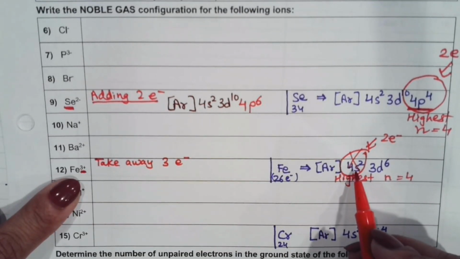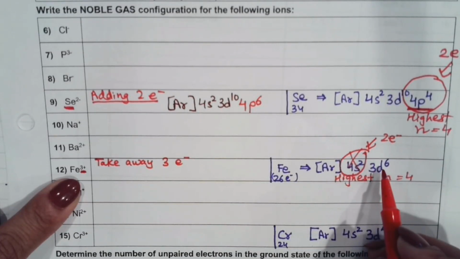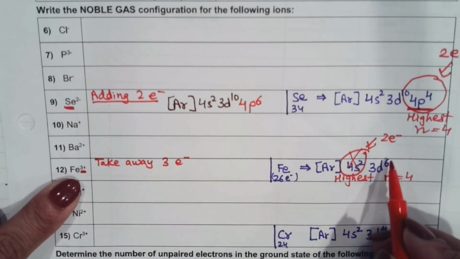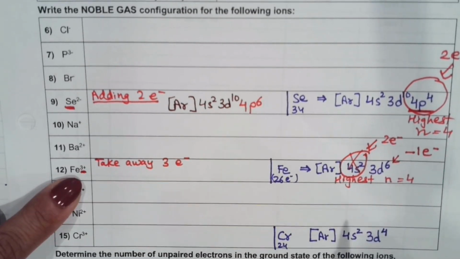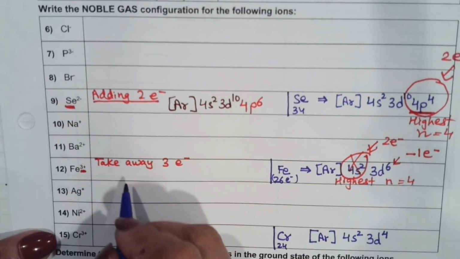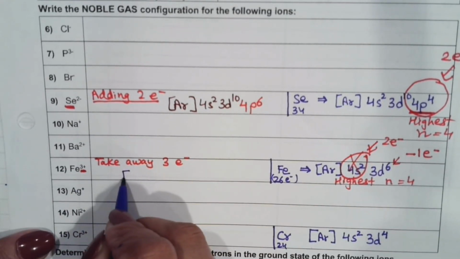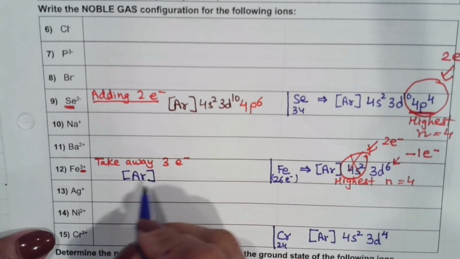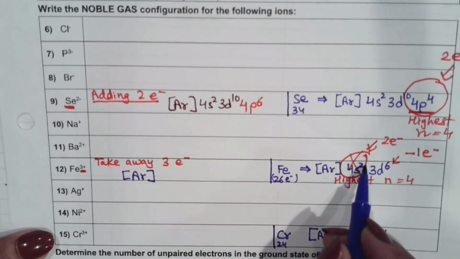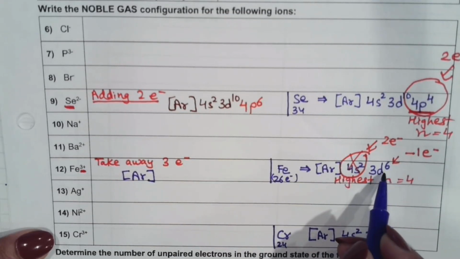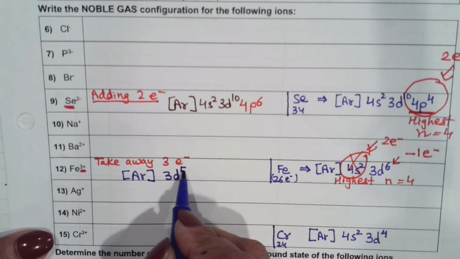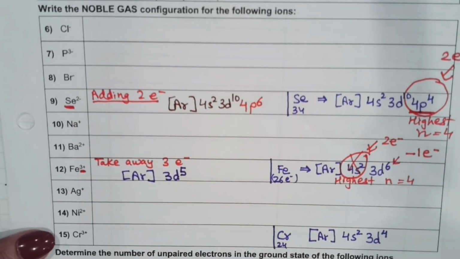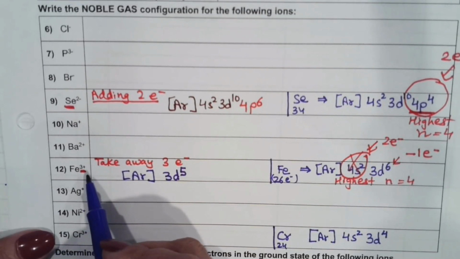2 will go from the highest n, which is 4s. Now the next is 3d, so we will take 1 more electron from 3d. Now the configuration of iron 3 plus becomes argon, still the same noble gas. The 2 4s are gone now, and then we took 1 more electron from the 3d, so that would be 3d5. So this is the electron configuration of iron 3 plus.